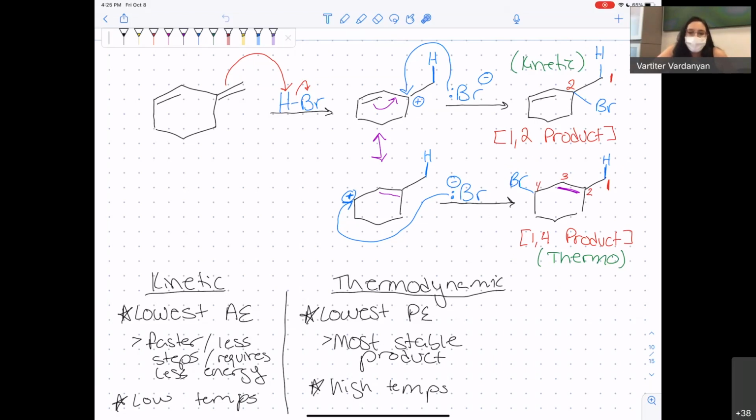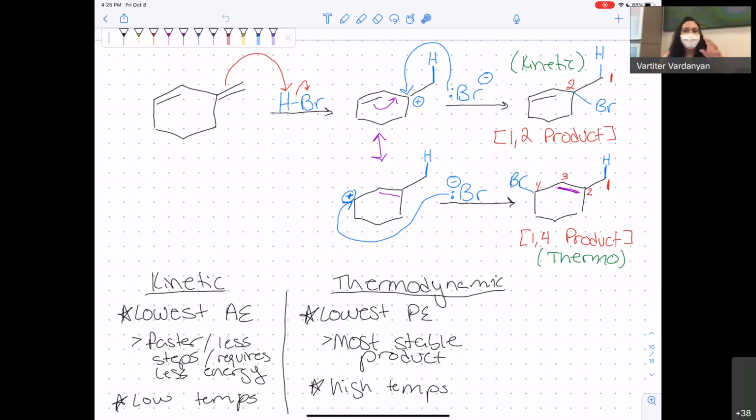Now, kinetic and thermodynamic is related, but it's not directly equal. It's not always that 1-2 is going to be kinetic and 1-4 is going to be thermodynamic. I really need you to know that. So the kinetic product is the one that has the lowest activation energy. You can't necessarily see the lowest activation energy on this mechanism, but you can see it on the reaction coordinate diagram, which we're going to talk about.